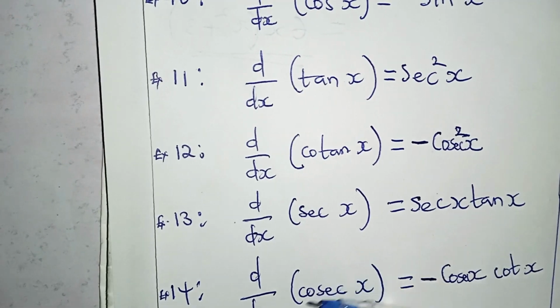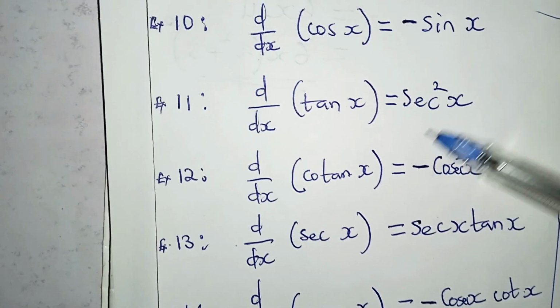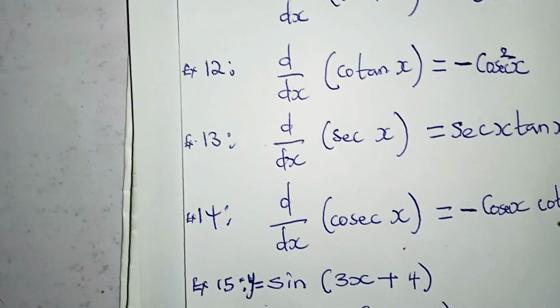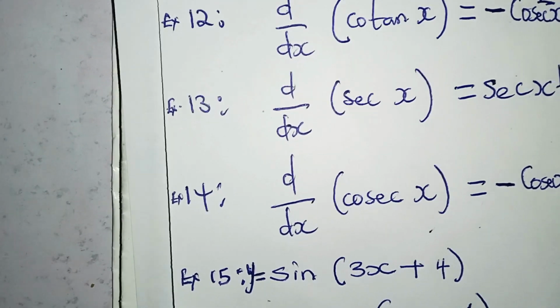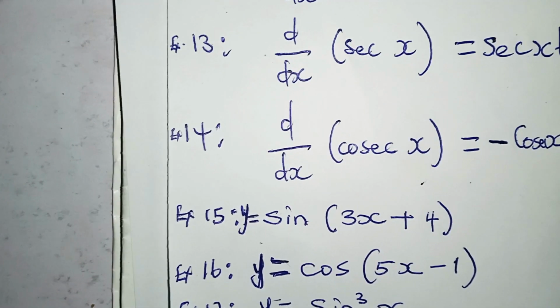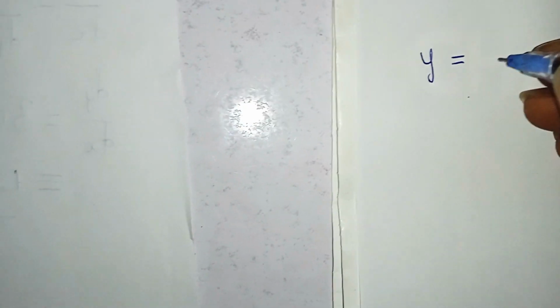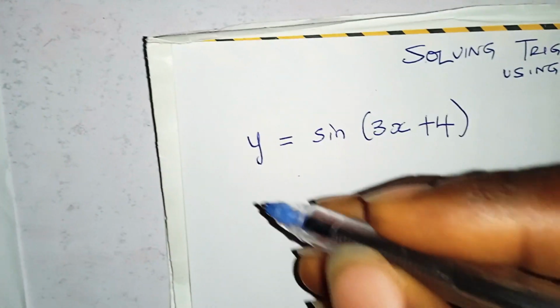Notice that anything that starts with c always has a negative. If you know that, let's solve the first question. The first question is y, f of x, is equal to sine of 3x plus 4. I told you that y is the same as f of x. So y is equal to sine 3x plus 4. This is what we are given.